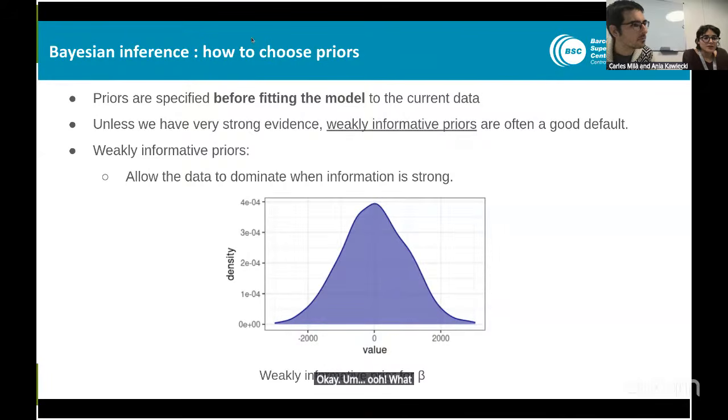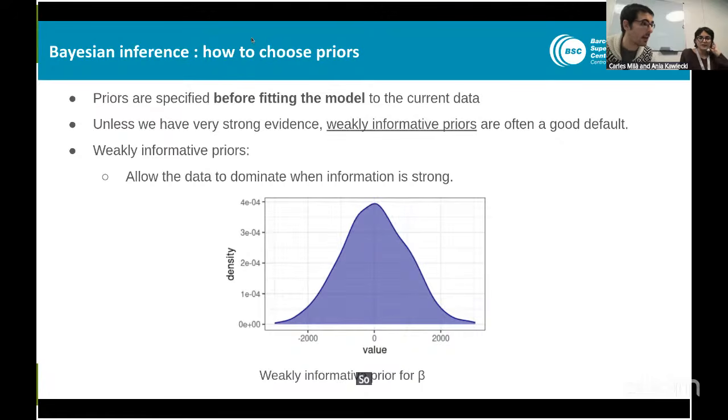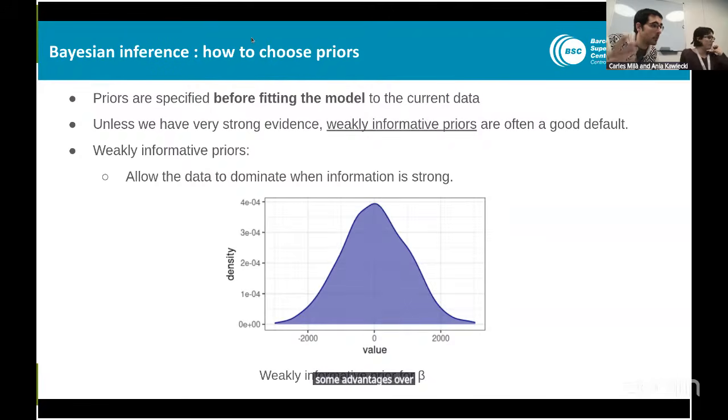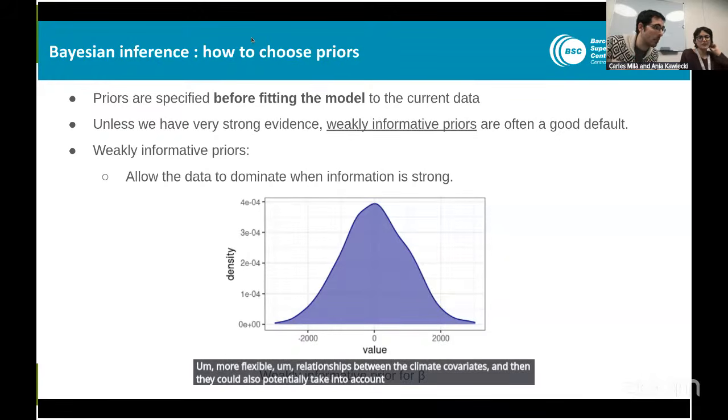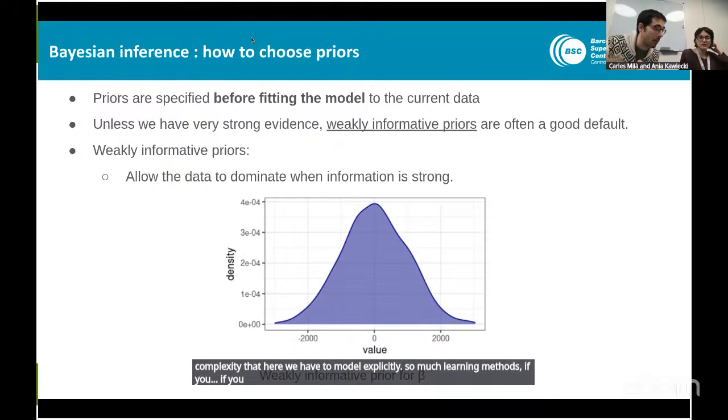What kind of machine learning approaches streamline the discussed processes and how would they compare in general? Yeah, that's true. We didn't touch upon that because we didn't have time. Machine learning processes, as we mentioned in the last one, have some advantages over that model selection because they can fit more flexible relationships between the climate covariates, and they could also potentially take into account all the spatiotemporal complexity that here we have to model explicitly. Some machine learning methods, if you set them up well, could capture it.